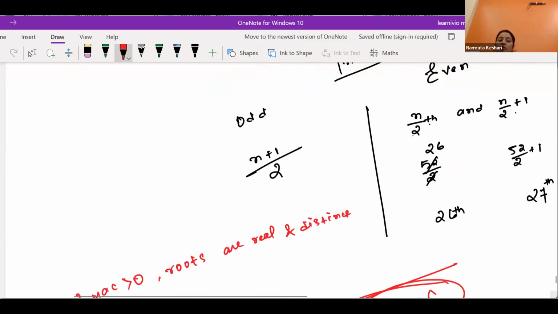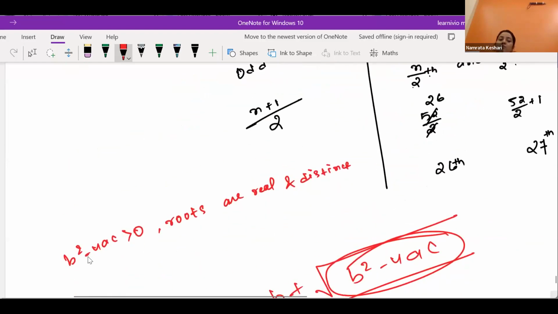We have got this rule that if this root term, that is b square minus 4ac, which is known as the discriminant, is bigger than 0, roots are real and distinct. They will be real numbers and will be different. When this is equal to 0, then roots are real and same. Think about it.